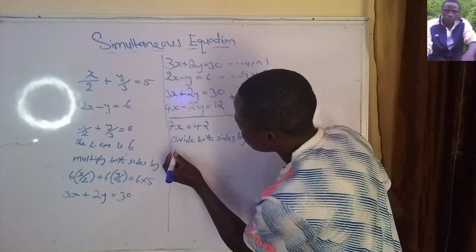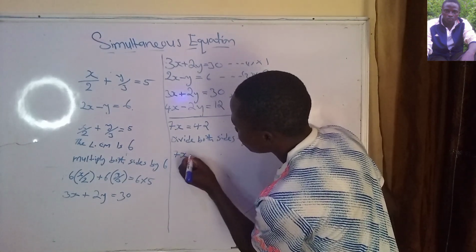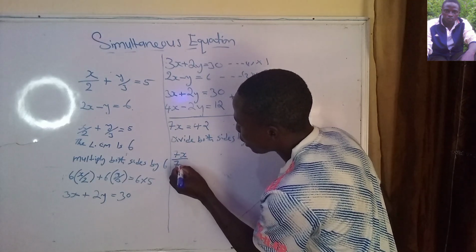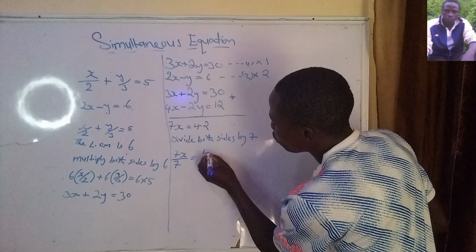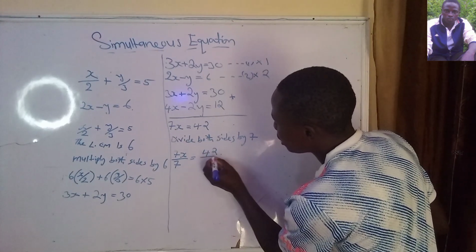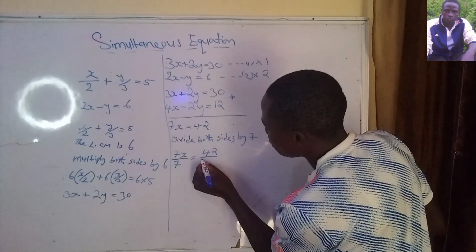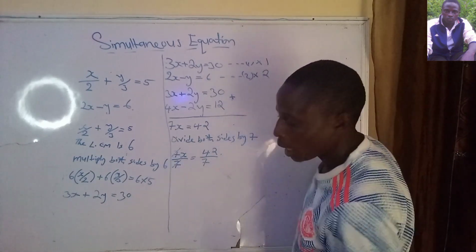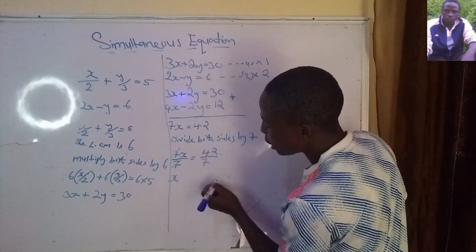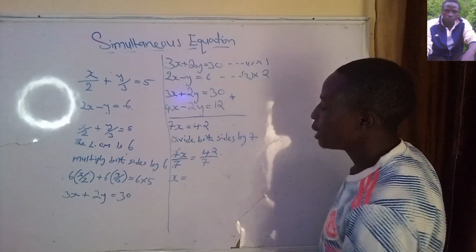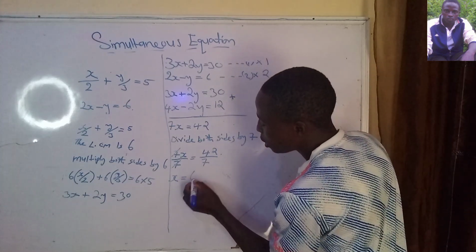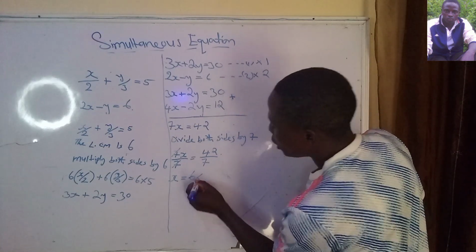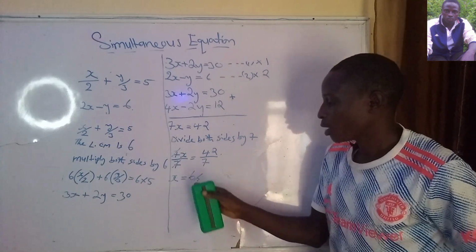So this is to tell you that 7x that is in the left hand side should be divided by 7, equal to 42 that is in the right hand side should be divided also by 7, so that this 7 and this 7 will cancel out, so that I will be left with x is equals to 42 divided by 7, which is 6. Thank you. This is the value of x.